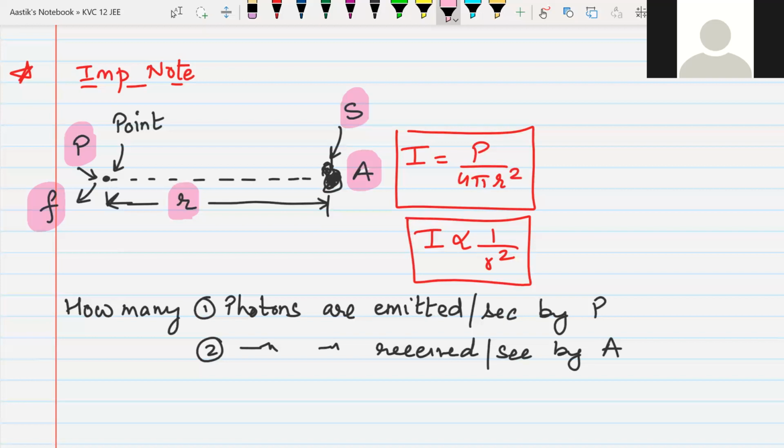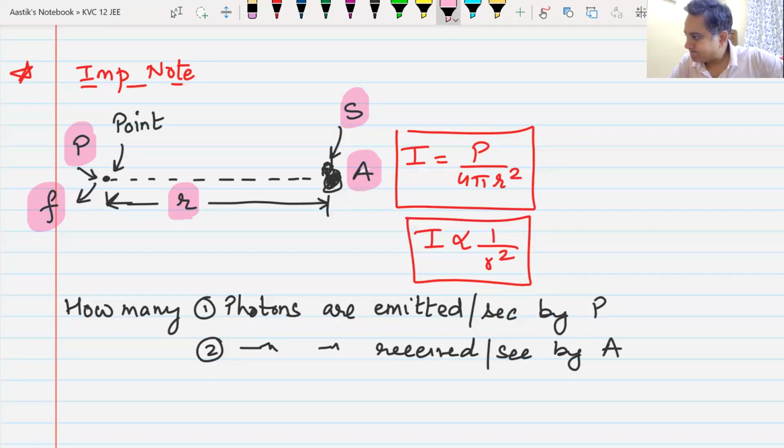Sir, first one is P by hf. P by hf, correct? Photons emitted per second is P by hf. What about the second one? First is correct. Well done. Don't get confused between what is being asked and what you are supposed to answer. The first one is absolutely correct. No doubts about it. What about the second one? Second one also same, sir. No.